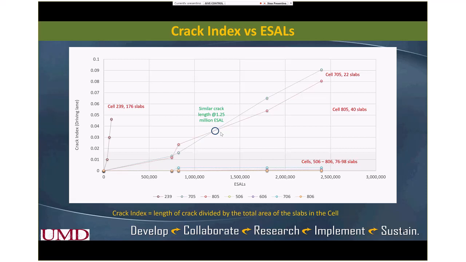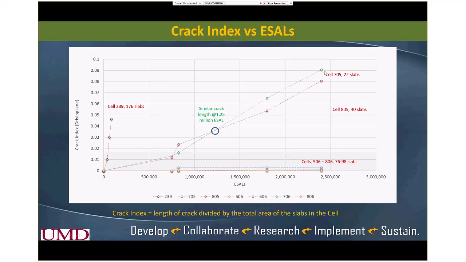shows a similar amount and nature of cracking up to 1.25 million ESALs. So if we say the rural road has around 1 million ESALs, in terms of the crack index, the wider slab and the narrower slab can still perform the same up to 1.25 million ESALs, and after that the larger slab failed in an aggressive trend.